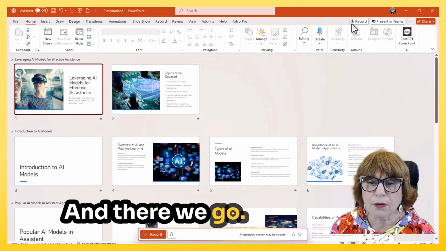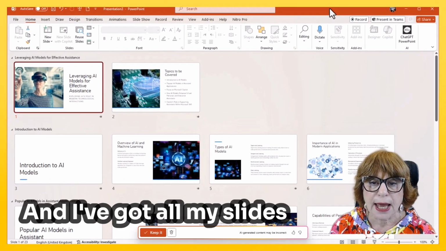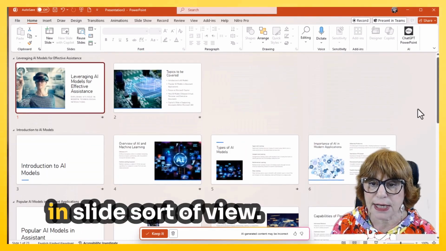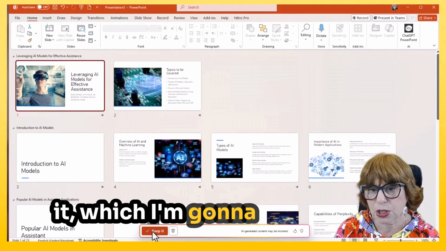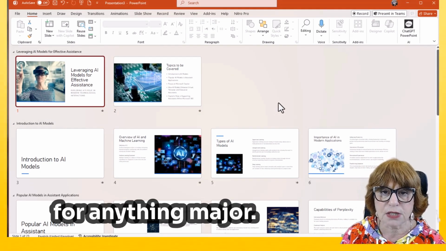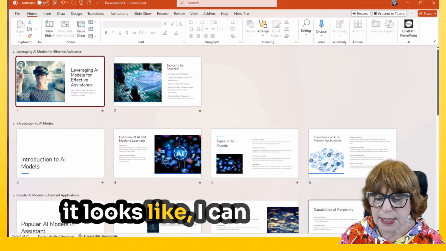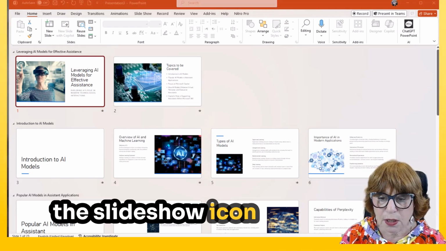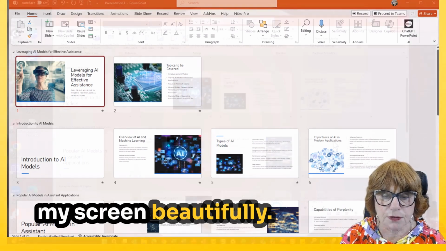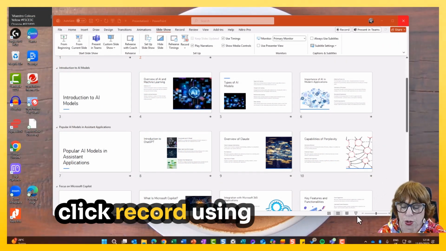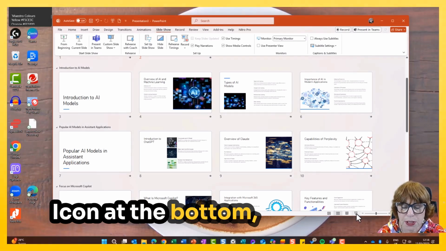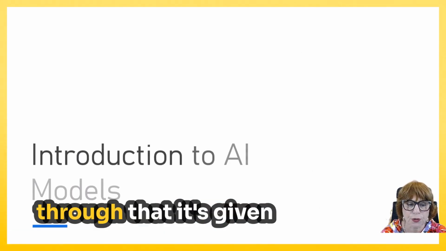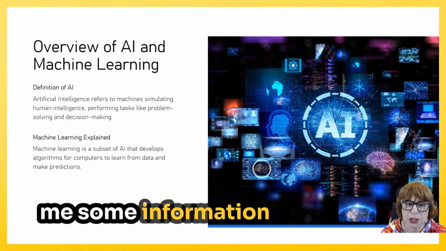And there we go. Now I'm in the presentation and I've got all my slides, so I can scroll down and just see it laid out in slide sorter view. I can choose to keep it, which I'm going to do because I'm not really going to use this for anything major. If I want to see what it looks like, I can then present it. I can present it using the slideshow icon and it will pop up on my screen beautifully. So here I am. I'm now going to click on the presenter icon at the bottom, the PowerPoint presenter mode, and I wasn't on the first slide, but you can see as I scroll through that it's given me some information and it looks great.